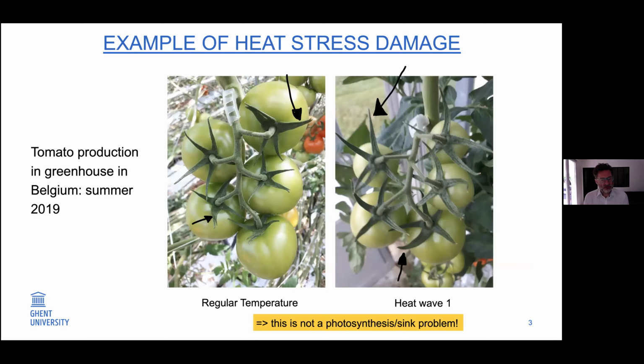Here is an example of another type of stress that may occur, shown in these two images that are an example of the impact of a heat wave that took place in the summer of 2019 in Belgium in a greenhouse. On the left side, you see an example of a tomato bunch that has been developing under normal temperature. The tomatoes that are closest to the stem are the larger ones, and the ones that are further away are the smaller ones.